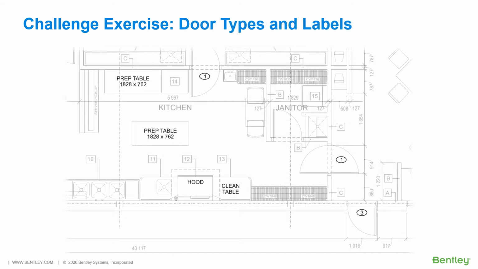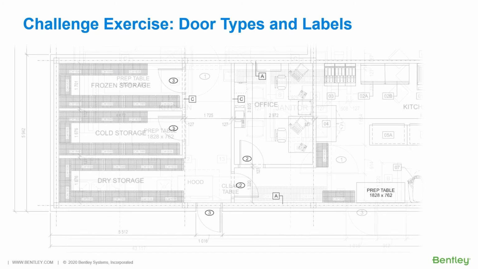Much of the annotation in the restaurant has been completed. In this challenge exercise, you will continue to place annotation for the building based on the data shown here. For this, you will provide annotation in the kitchen area as indicated. And you will also provide door types where indicated, as shown in black.